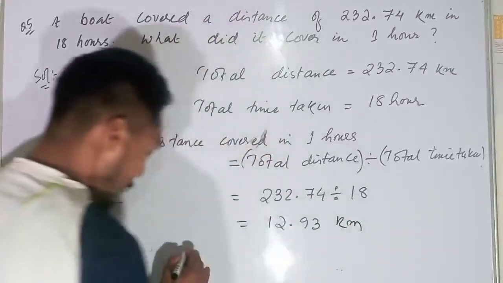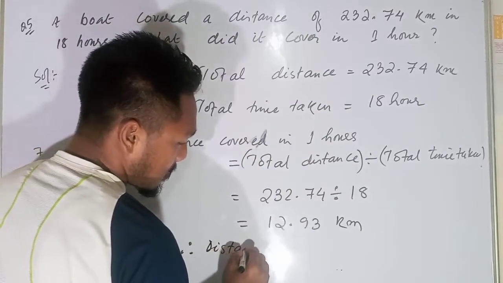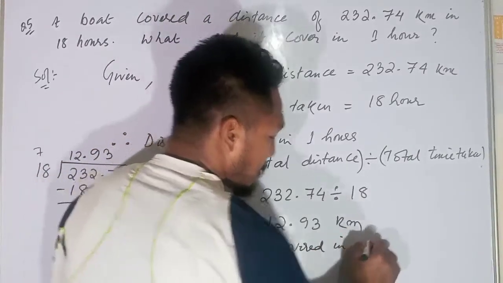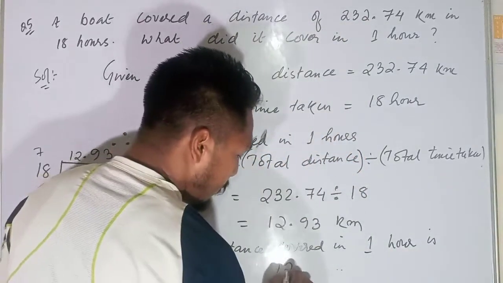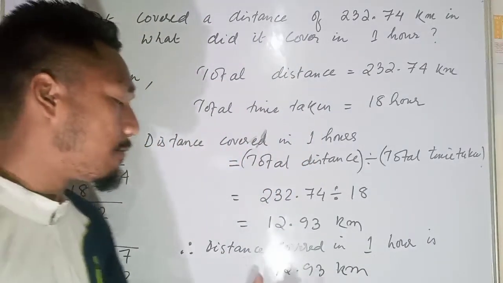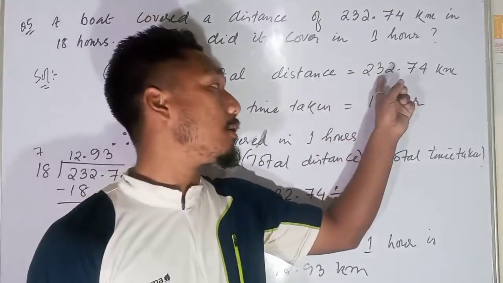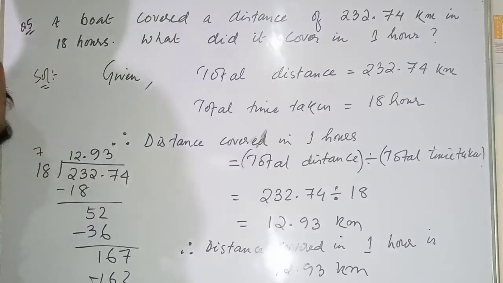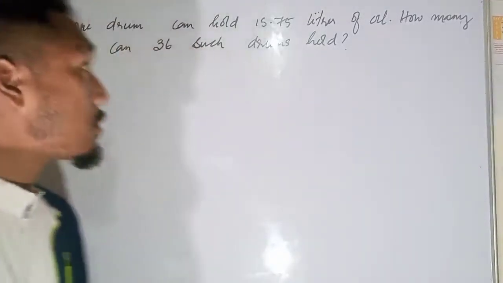Okay, so therefore distance covered in 1 hour is 12.93 kilometers. Okay, if you cover 12.93 in 1 hour, then only you will be able to cover 232.74 in 18 hours. Okay, so this is all about question number 5. Okay, let's go to question number 7.